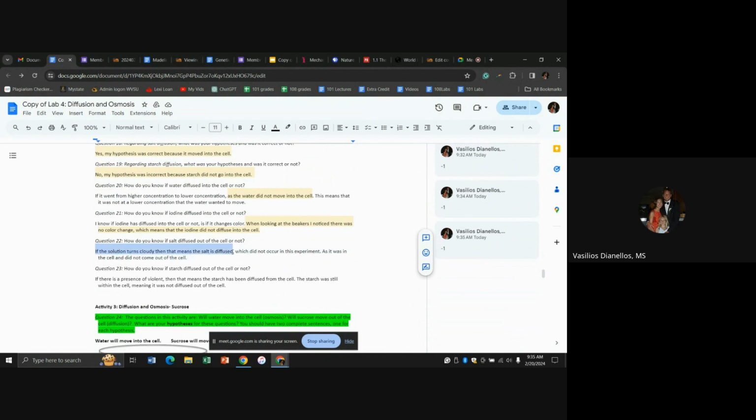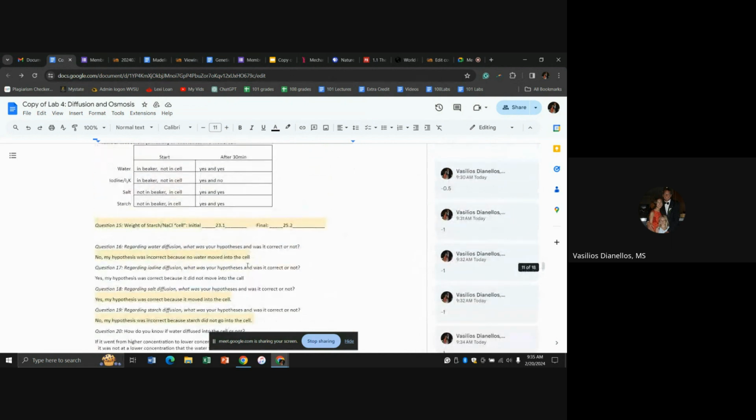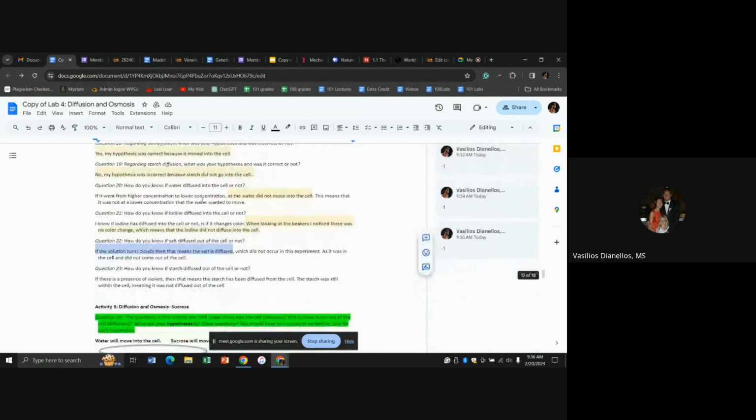Let's keep reading. If the solution turns cloudy, then that means the salt diffused, which did not occur in this experiment. I'm going to have to take a point away from that too, because you said here that salt did leave the cell, right? You said here at the beginning salt was not in the beaker, and then here it was in the beaker, right? So that tells me yes, this did occur. It was in the cell and did not come out of the cell, right? So everything about this answer is incorrect.